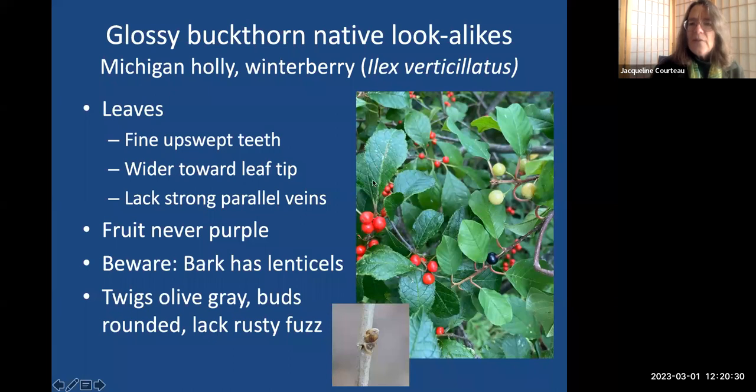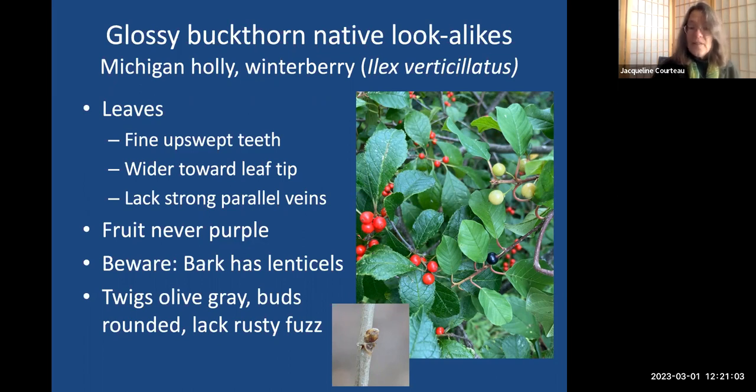It's a sort of obovate leaf. That is, it's wider toward the leaf tip rather than being more or less a symmetrical oval. And it lacks the strong parallel veins. It has more of a netted venation. So those leaf characters are pretty distinctive. The fruit is never purple. Glossy buckthorn will start red, but it turns purple, whereas Michigan holly, those fruits just stay red. They're red when they're ripe.